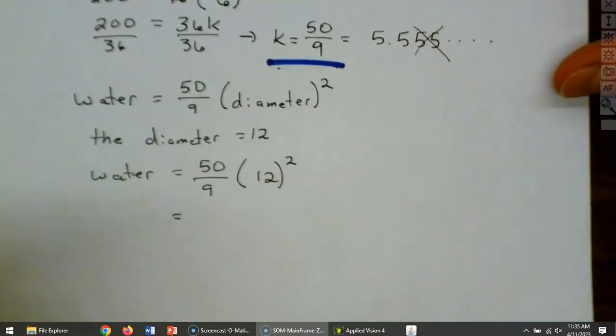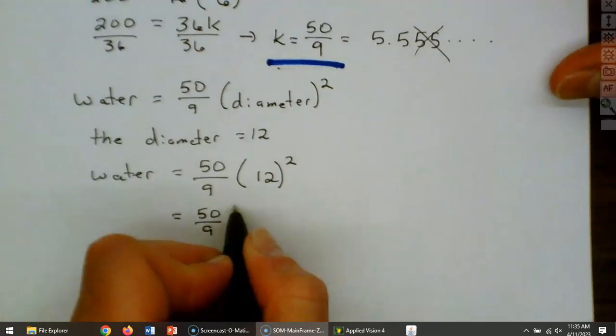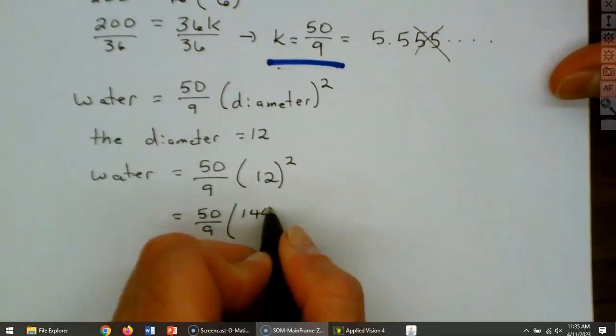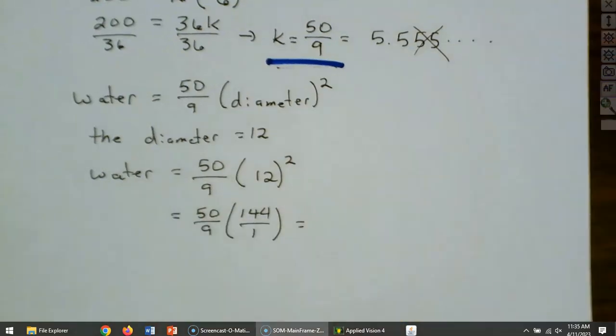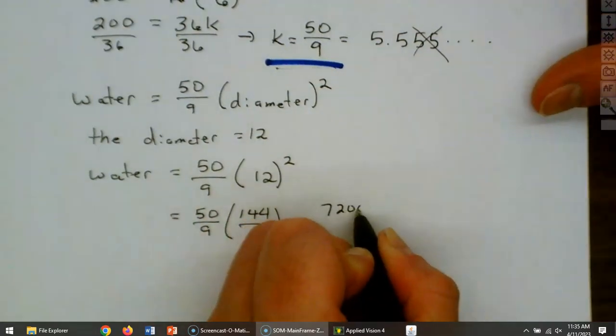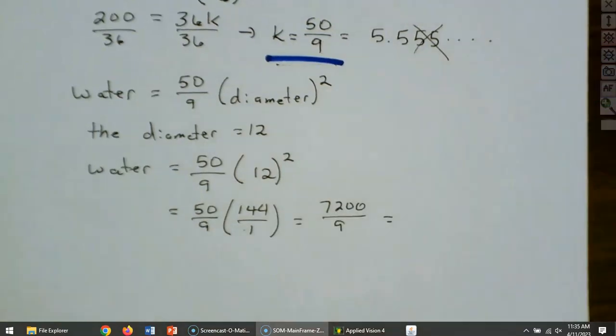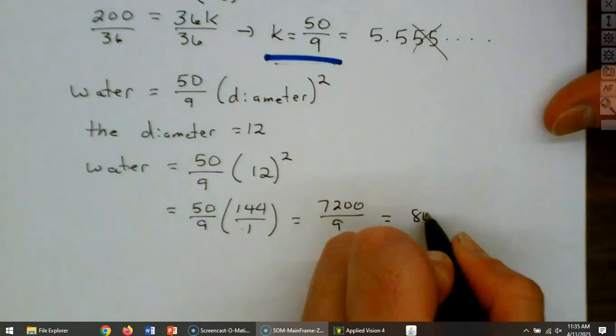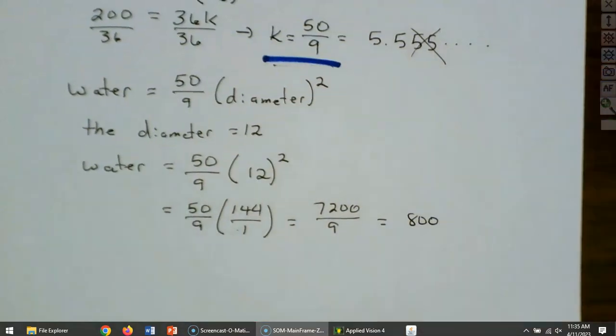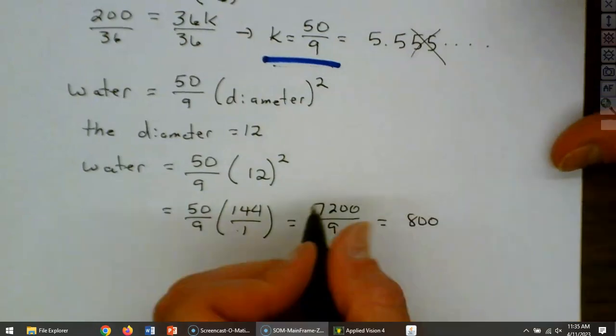And here's the way that I break them down. So we've got 50 over 9, 12 squared is 144, and we'll put that over 1. Just so we don't make a mistake, we'll multiply, and you always divide at the end. So 50 times 144 is your 7,200. 9 times 1 is 9, and that then breaks down into 800. So how much water can flow through a pipe in 1 hour? If that pipe is 12 inches, 800 gallons per hour.